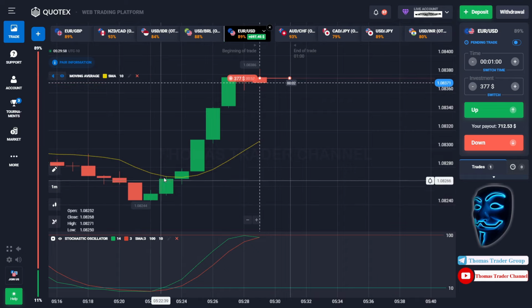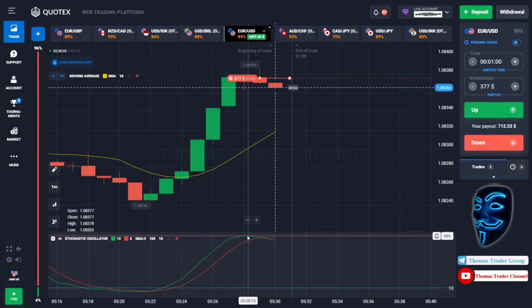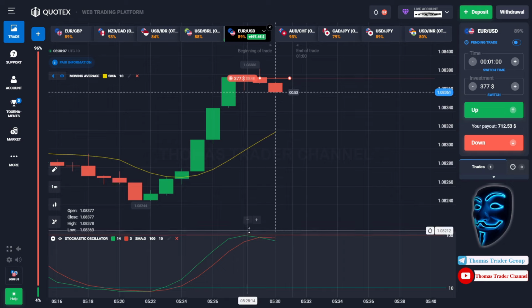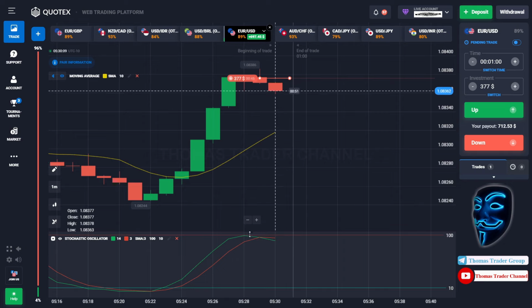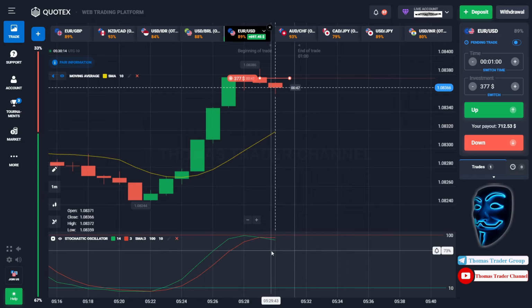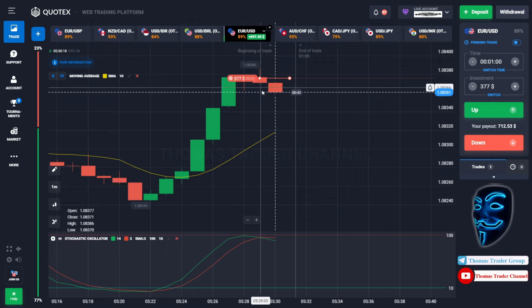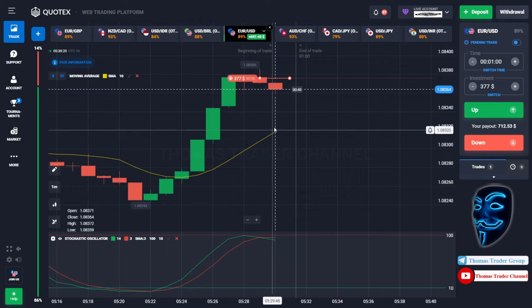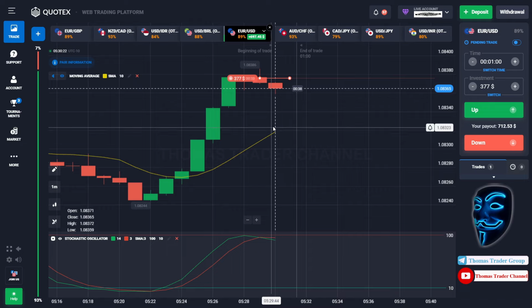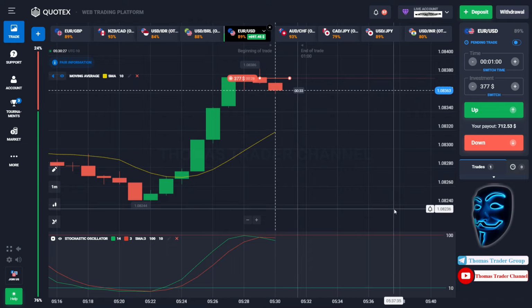As you can see, the market is going bullish, but the market has already touched the overbought area. When the market reaches the overbought area, the market will make a rebound and the market will make a correction to the moving average line before it continues the bullish trend. Let's pivot and let's wait till the end of our trade.